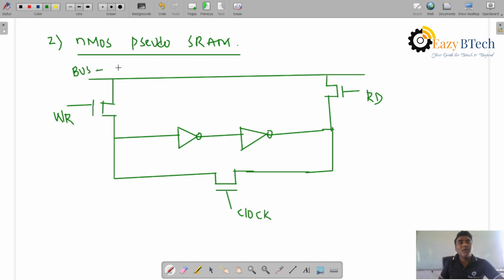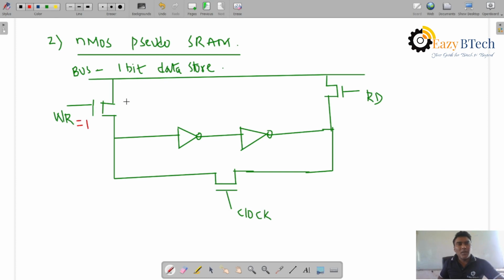Bus, we can say it is a 1-bit data store. Right, let us see this one, the working of it. When the write operation is equal to 1.